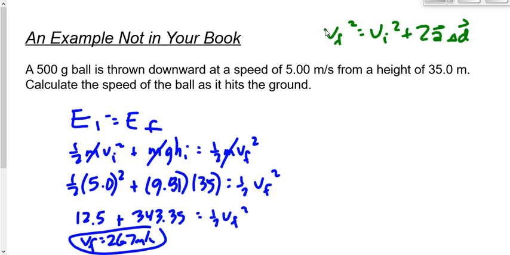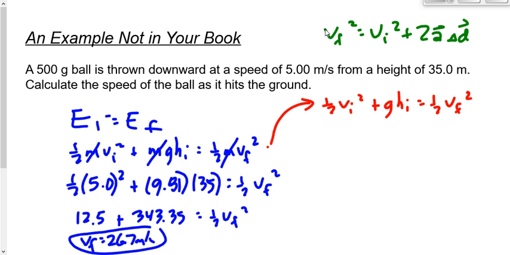But what I want to show you guys is something here real quickly. If we take this equation right here, 1/2 mv squared plus mgh equals 1/2 mv squared, and then we cancel out the m's, we're left with this, right? 1/2 of vi squared plus g h initial equals 1/2 vf squared. Let's solve for vf here. Okay, let's solve for vf.